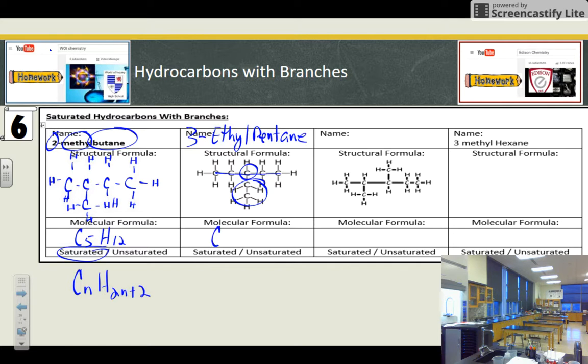5, 6, 7 carbons. And I count something like 14, 15, 16 hydrogens. 1, 2, 3, 4, 5, 6, 7, 8, 9, 10, 11, 12, 13, 14, 15, 16. Perfect. That's saturated, fits this.